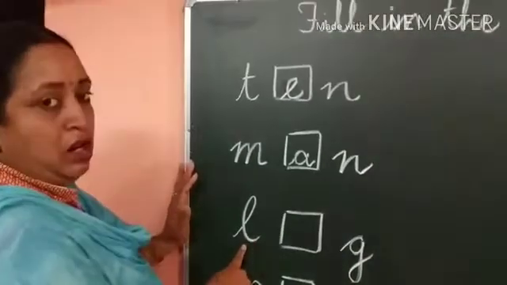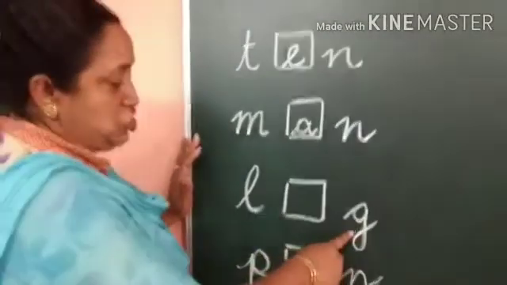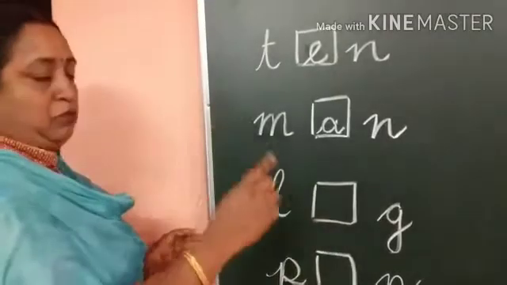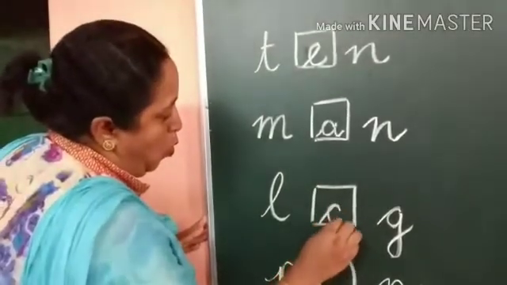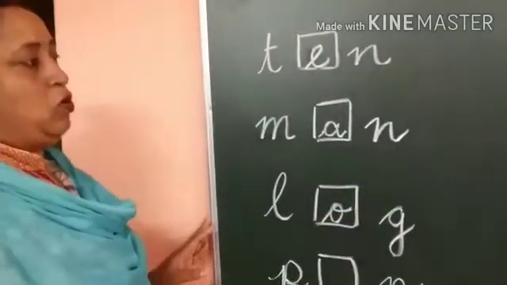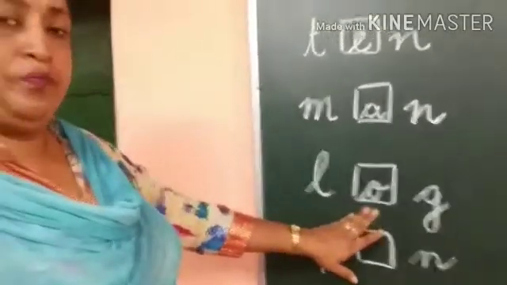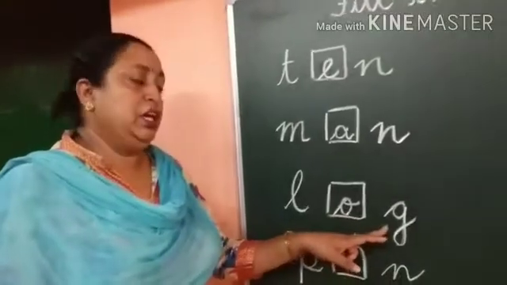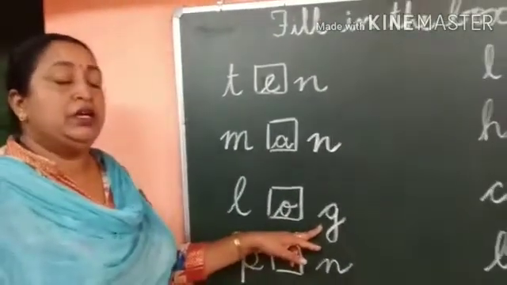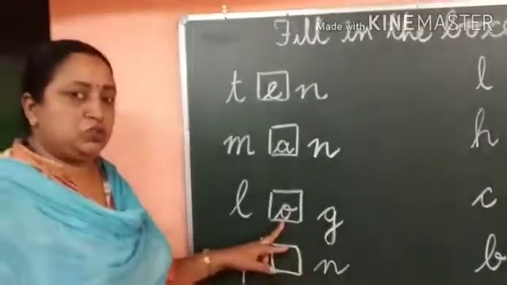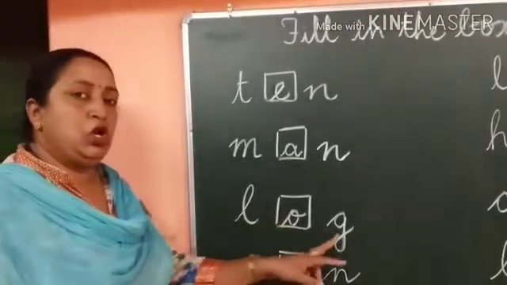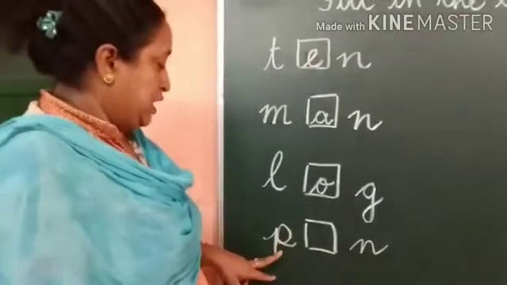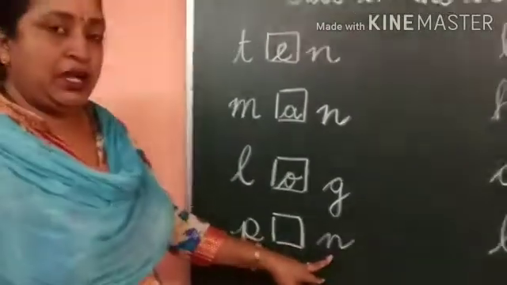Now, I come to the next letter. L, box, G. Here I have to fill in one letter. Here I am going to fill in O. What did this become? L, O, G, log. In name the picture also you have come to this word. It is log.